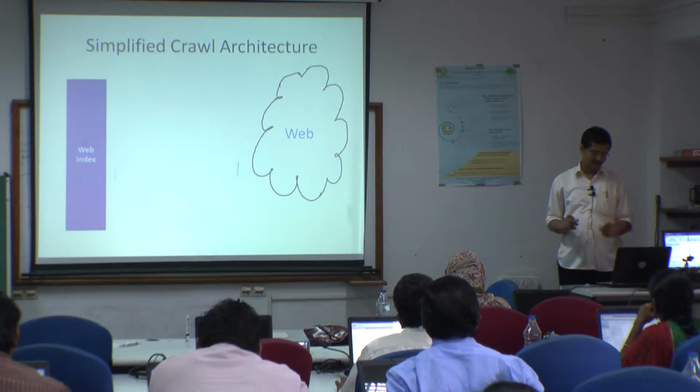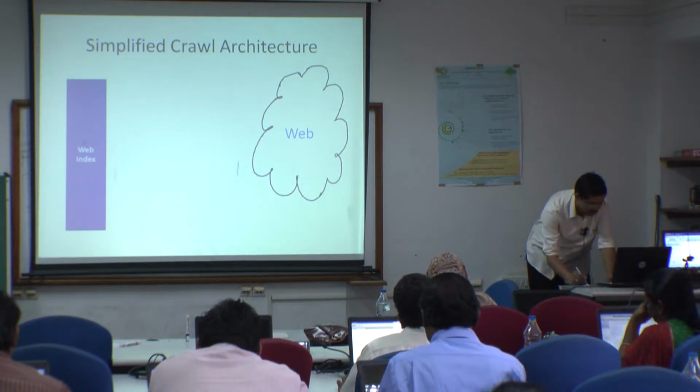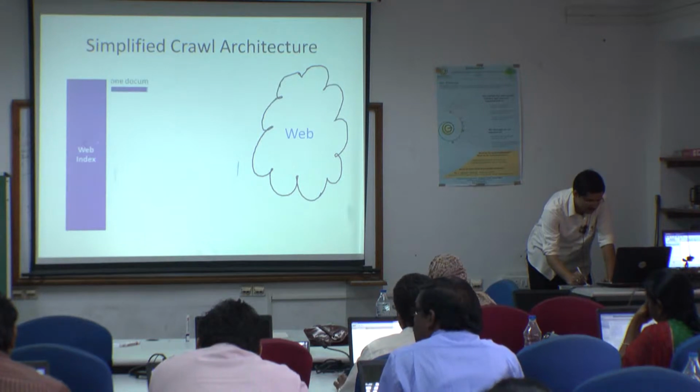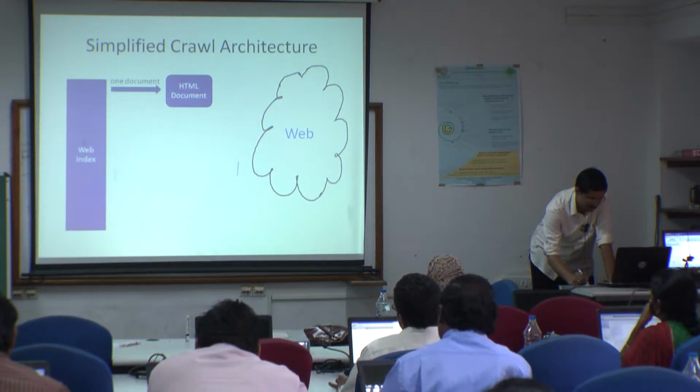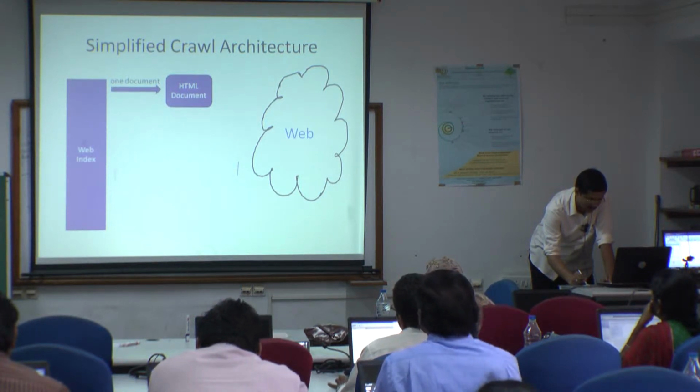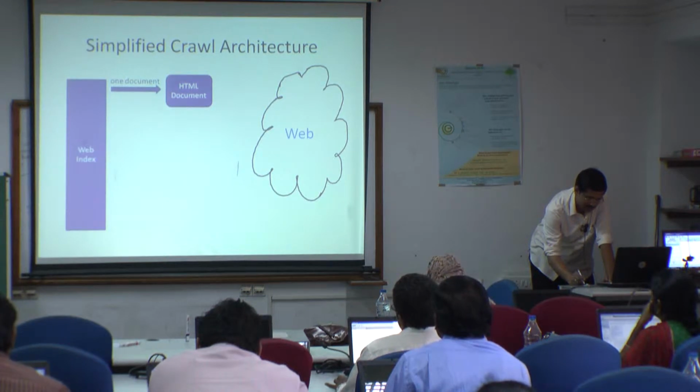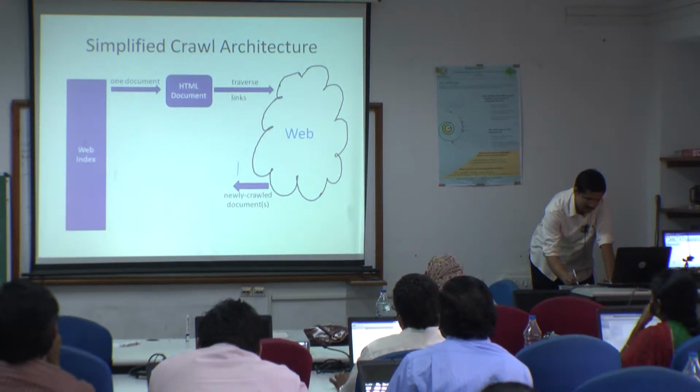So this is a simplified crawler architecture. First, this is a web index, this is a storage also. Here we take one document, this may be an HTML document, maybe a seed document, and then traverse the links and collect the newly crawled document.